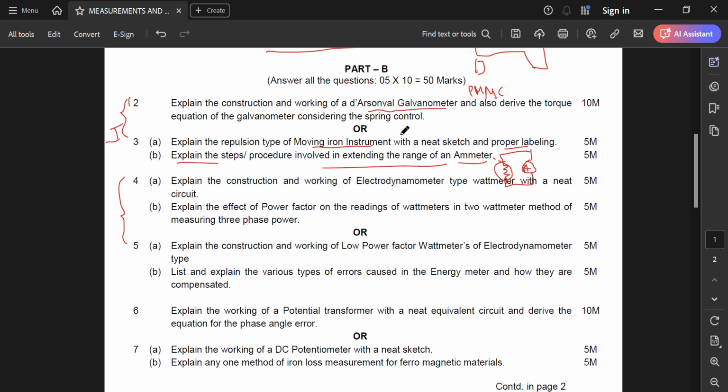Simple questions have come. PMMC must and should come, and you have to draw the diagram clearly and indicate all parts clearly and write the theory, working condition, working principle, all this.